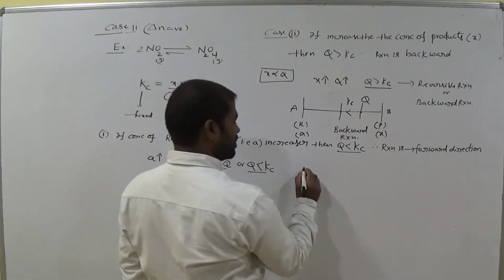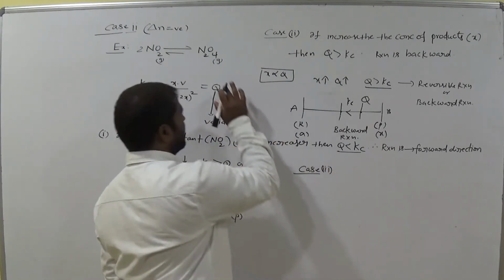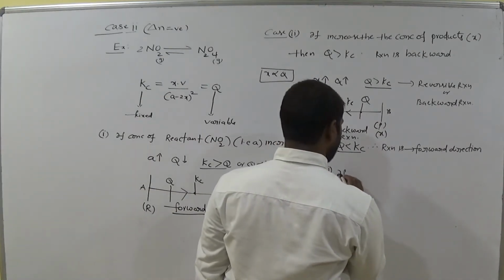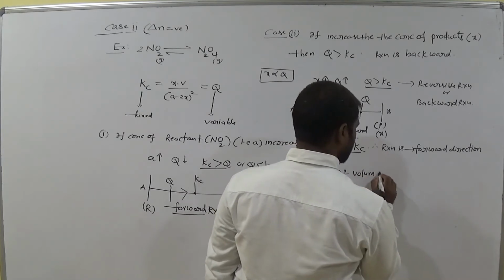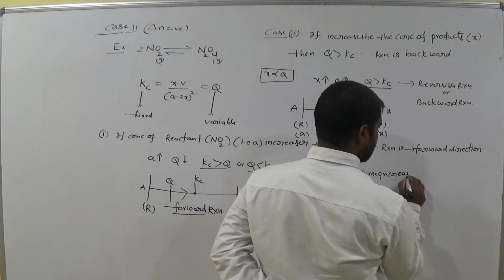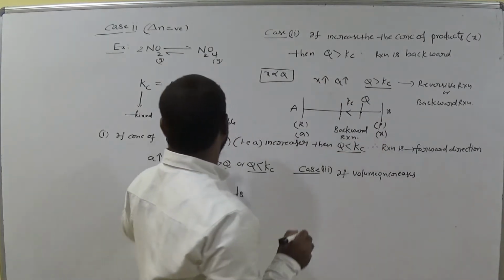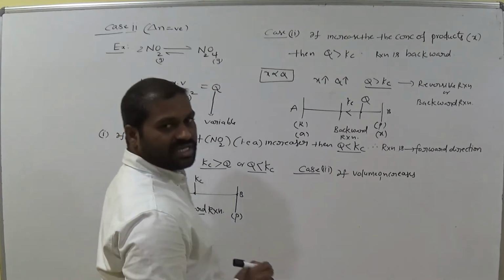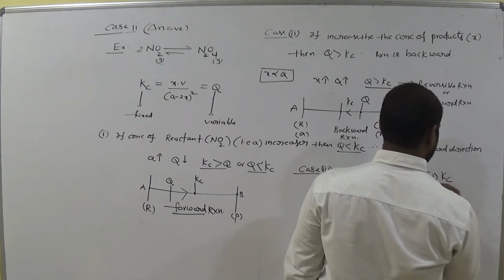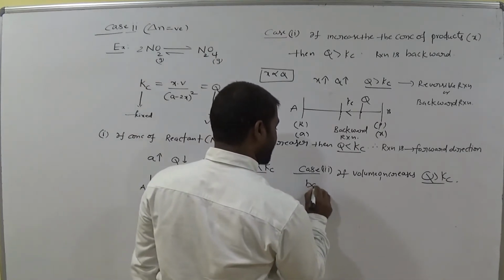And case 3, what about case 3? In this expression for case 3 we have the volume term. If volume increases, what happens? Once see, V and Q are both directly proportional. That means Q is greater than Kc. When Q is greater than Kc, what is the reaction? So the backward reaction takes place.